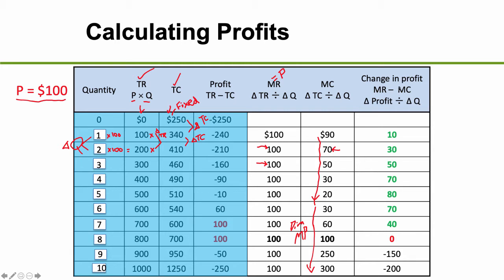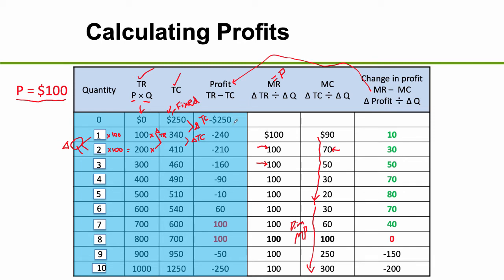Change in profit can be looked at from two different ways. We can look at marginal revenue minus marginal cost, and that tells us whether profits are increasing or decreasing. Or we could look at the change in profit. So our profit column from over here, we can look at the change in profit and divide it by the change in output. Again, change in output is always 1. So we're just looking at what happens to profits as we increase our output.